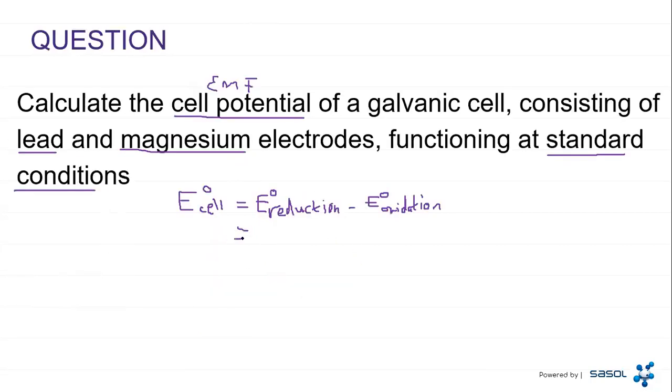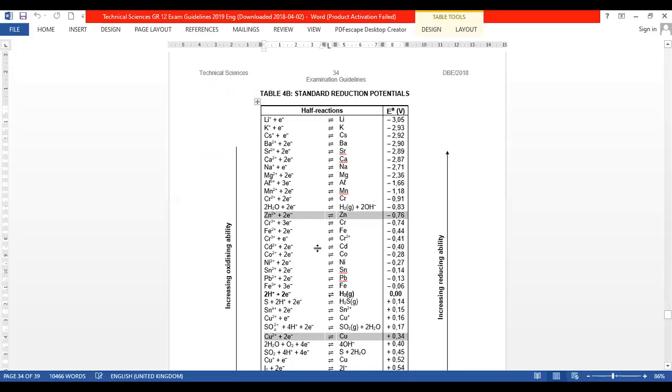So we must then go check with the lead electrodes. Remember, lead is Pb and magnesium is Mg. So we are going to look at them and we'll identify where we have oxidation and where we have reduction. So we go to table 4B again. Good. There we go. Let's find magnesium and lead. I see the magnesium there. And then I want lead. If I go down, there's the lead.